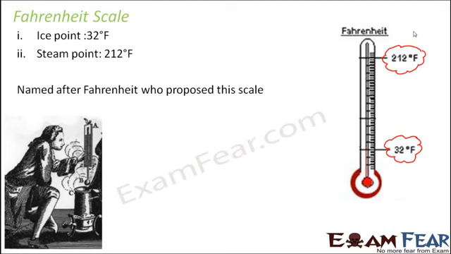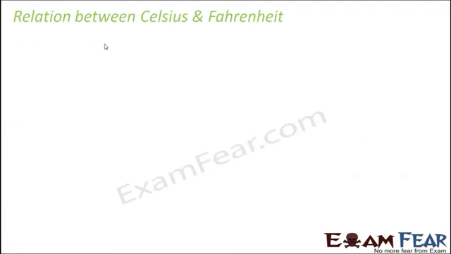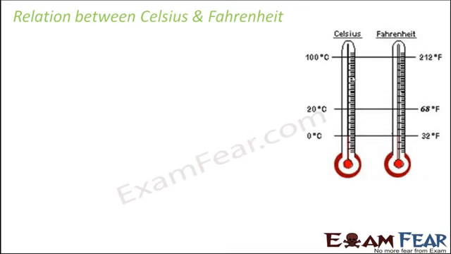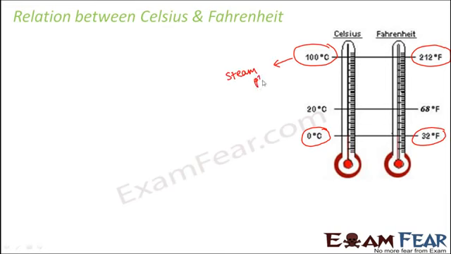So it is denoted by a degree F followed by F, which denotes Fahrenheit. So let us quickly look at the relationship between Celsius and Fahrenheit. If you try to compare the two scales, you will see that 100 degree Celsius is equivalent to 212 degree Fahrenheit, and 0 degree Celsius is equivalent to 32 degree Fahrenheit, because this denotes the steam point and this temperature denotes the ice point.